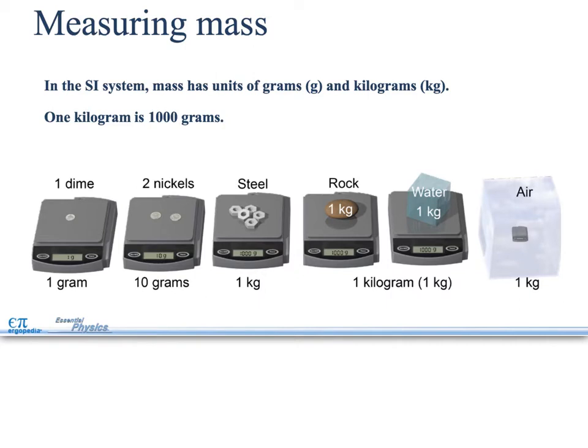In the SI system, mass has units of grams and kilograms. 1 kilogram is 1,000 grams. So 1 dime is equal to 1 gram. 2 nickels would be 10 grams. We have like steel sitting on here as 1 kilogram, which is basically the same as 2.2 pounds. A rock could be 1 kilogram. We could have 1 kilogram of water, 1 kilogram of air.